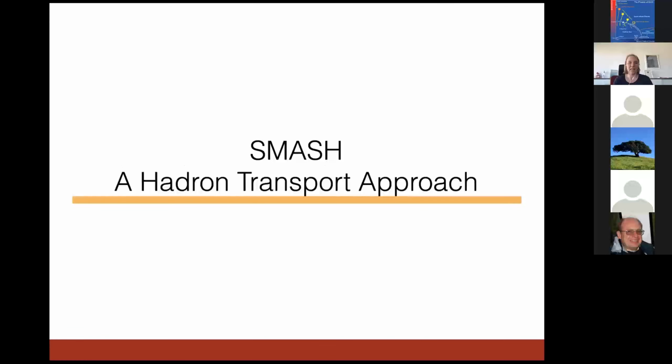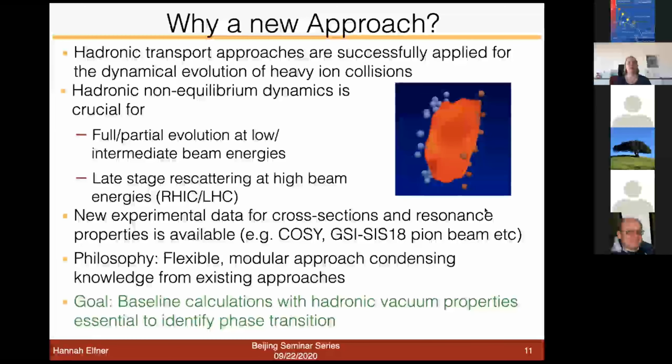So let's get started. And first, again, let me motivate why we have developed a new approach. One, they are successful in some domains for the dynamical evolution in heavy ion collisions. Also, they are really, in a sense, universal, because at very low energies, the whole evolution is covered by your hadronic transport, whereas at high energies, you use the exact same model with the same cross sections, the same particles for the late stage rescattering. So also at RHIC and LHC, you will eventually need a hadronic transport approach that has all these details in there, that is in the best of all cases then benchmarked against the low energy results.